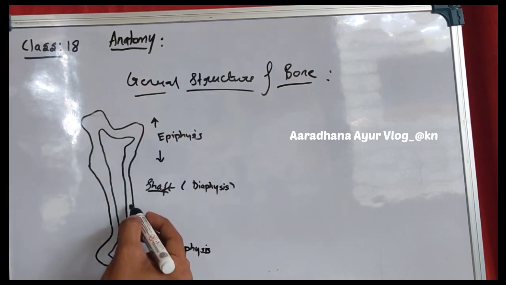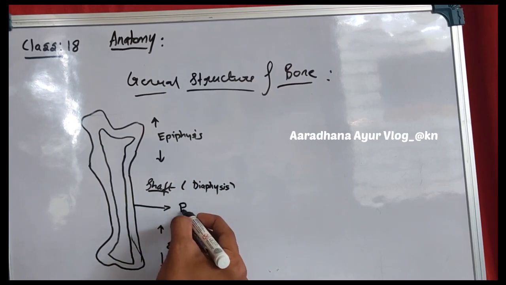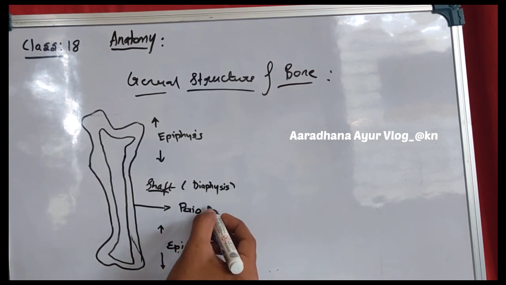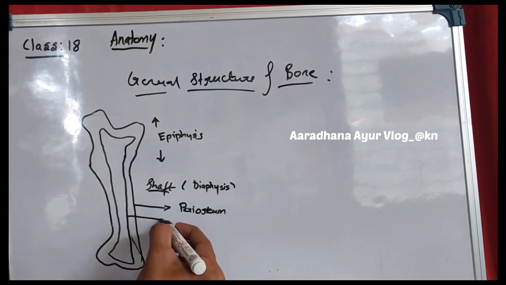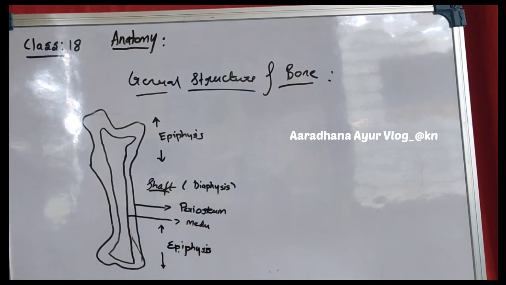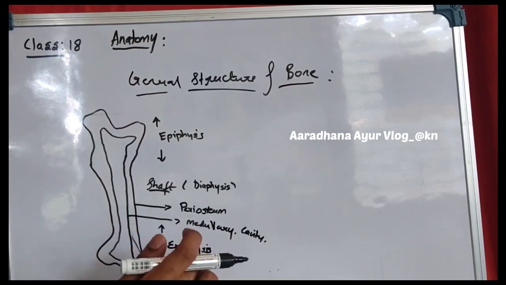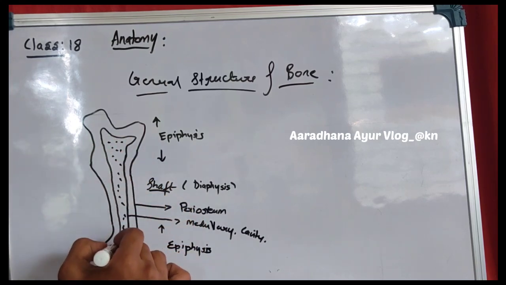Epiphysis. And the outer one is called the periosteum. And the inner part is called the medullary cavity, or the marrow cavity also, we can say. Periosteum, medullary cavity, and here it has been filled with something I will be telling afterwards.